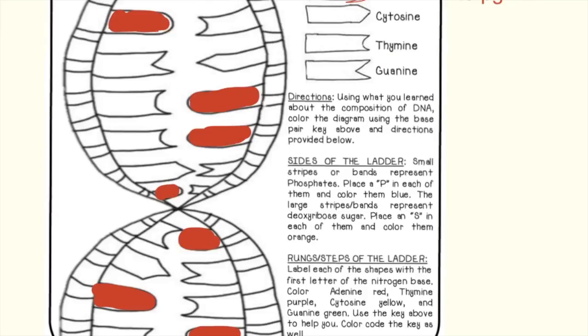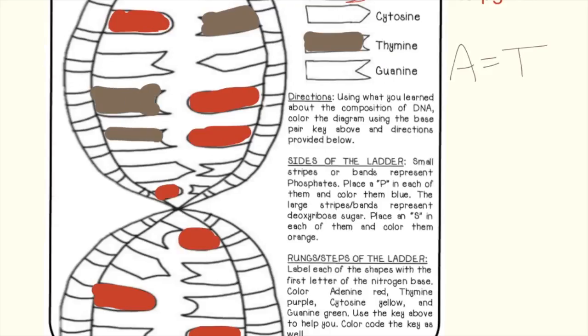So all of my adenines are red. And what does A match up with? Look on your other slide. A matches up with T's. So let me write that over here. A equals T. So all of my A's are red. Now I'm going to do all of my T's as brown. Look for that. And it should be exactly the same or right across from all of the A's that you did. So those all match up.